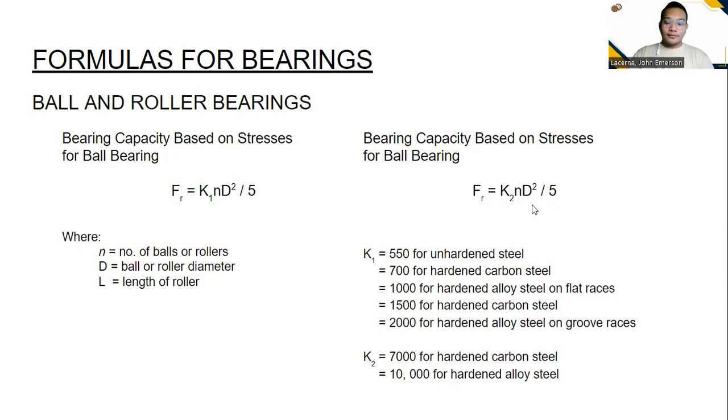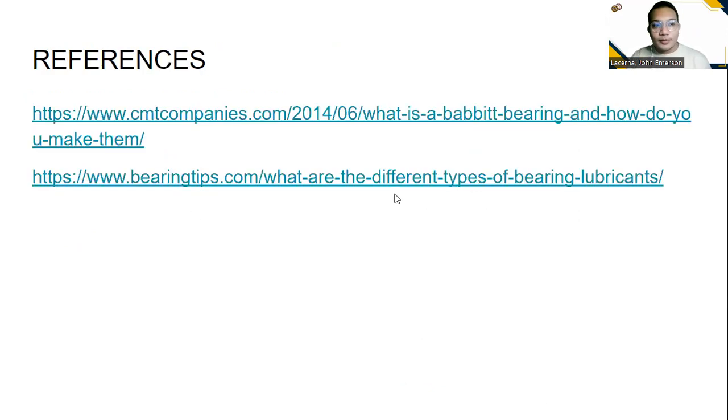So we have the values for K sub 1 and K sub 2, which is 550 for unhardened steel, 700 for hardened carbon steel, 1,000 for hardened alloy steel on flat races, 1,500 for hardened carbon steel, 2,000 for hardened alloy steel on groove races. And for our K sub 2, 7,000 for hardened carbon steel, and 10,000 for hardened alloy steel naman. And next, I think that would be all.